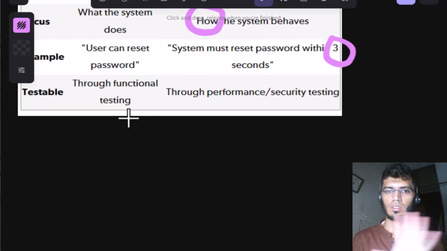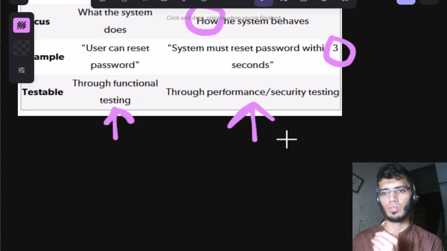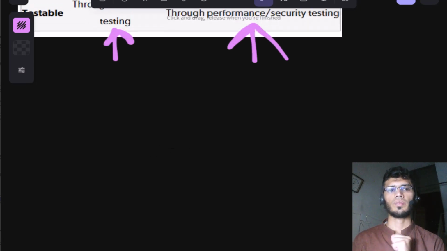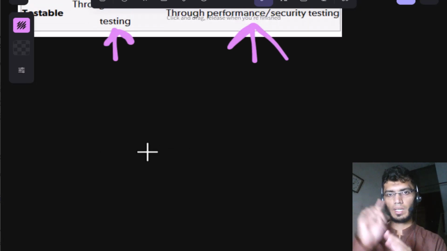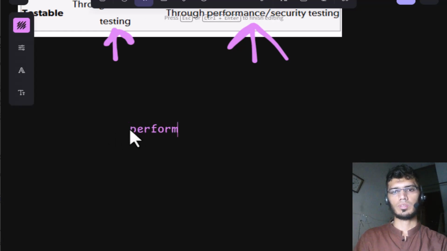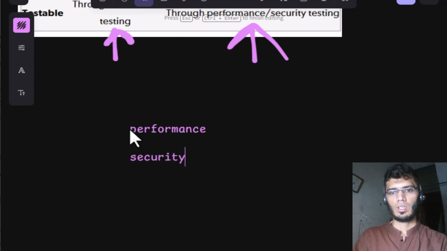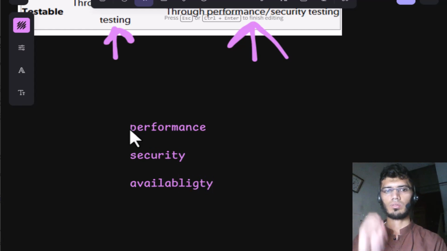Functional requirements are tested with the help of functional testing, and non-functional requirements with security testing and so on. Keep in mind SMER: scalability, maintainability, reliability, and efficiency. Apart from these, also performance, meaning the speed, like 2 seconds for password resetting, not 5 seconds. Performance, security, and availability also come under non-functional requirements.